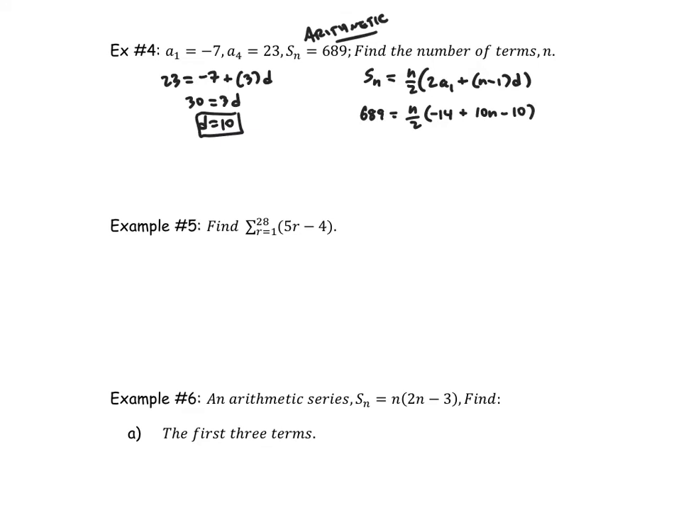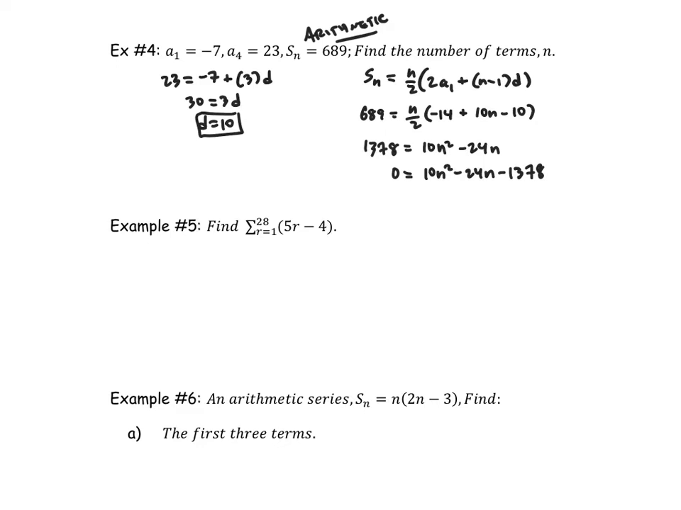And now the goal is to solve for n. So if I were you, I would multiply both sides by 2. That gives me 1378. And then I distribute and combine like terms. So 10n squared minus 24n. Now the expectation is not that you can factor this. So if I were you, I would use your calculator, obviously, to solve where that quadratic equals 0, and then make sense of this situation.